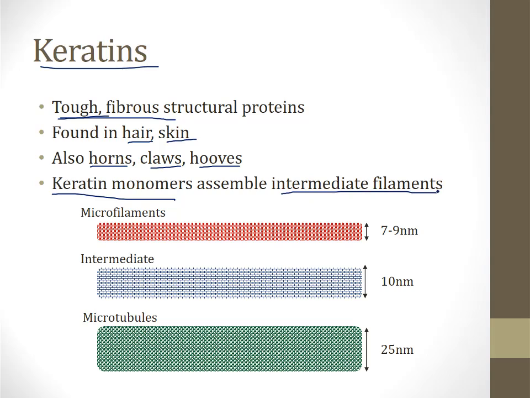In the video on the cytoskeleton in the cell biology section, I talk about different types of structures inside of cells. The smallest structures are the microfilaments, the largest are the microtubules, and the intermediate filaments, as their name implies, are in the middle. And keratin monomers assemble into keratin filaments, which are an example of intermediate filaments.